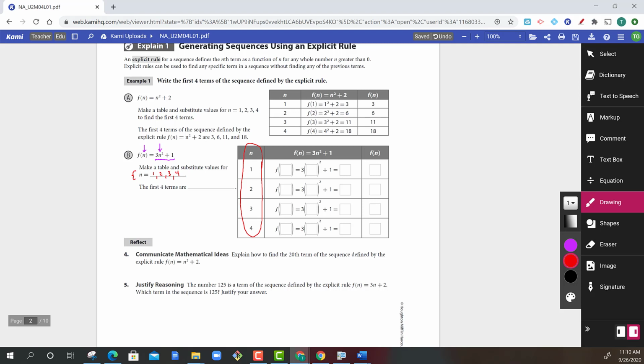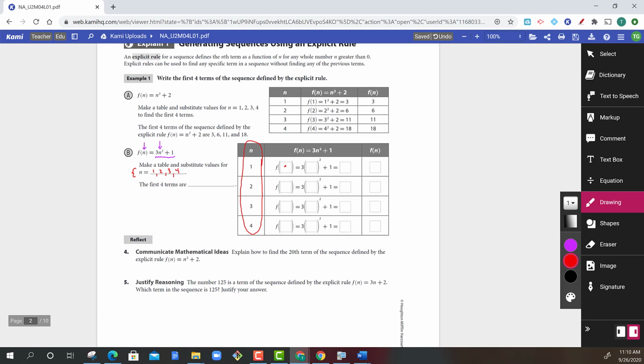All right, so we're going to fill in the table. We're first going to find f of 1. So we're focused on this first row. So that just means, again, don't let the f part confuse you. All we're doing is substituting a 1 in for n in that function rule. So instead of 3n squared plus 1, it's 3 times 1 squared plus 1.